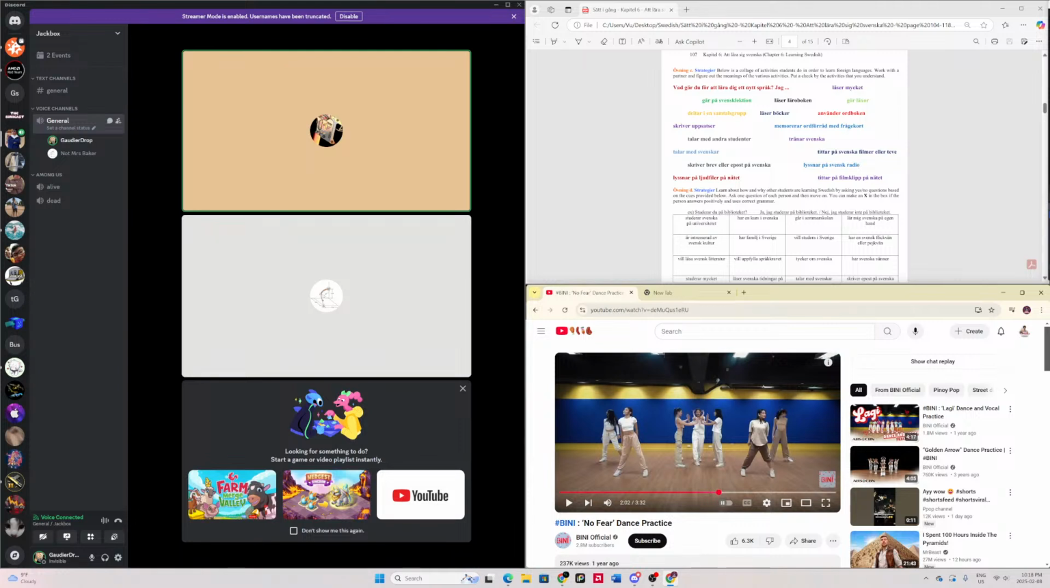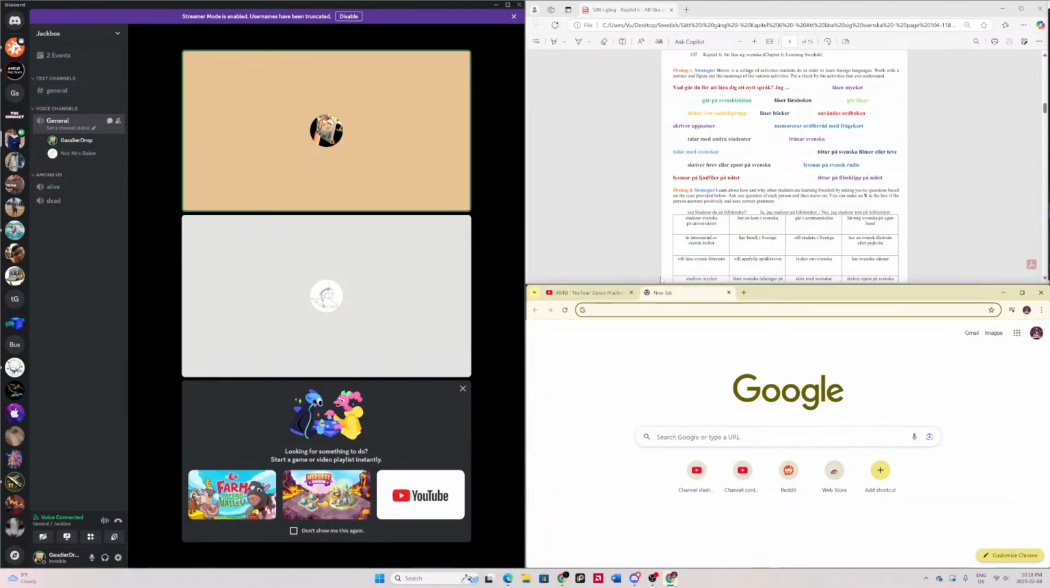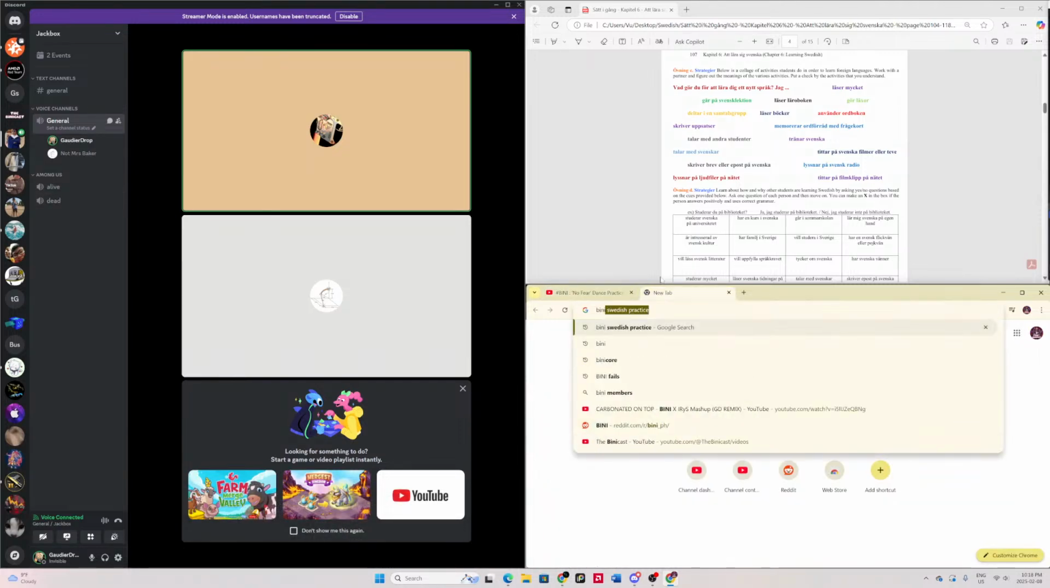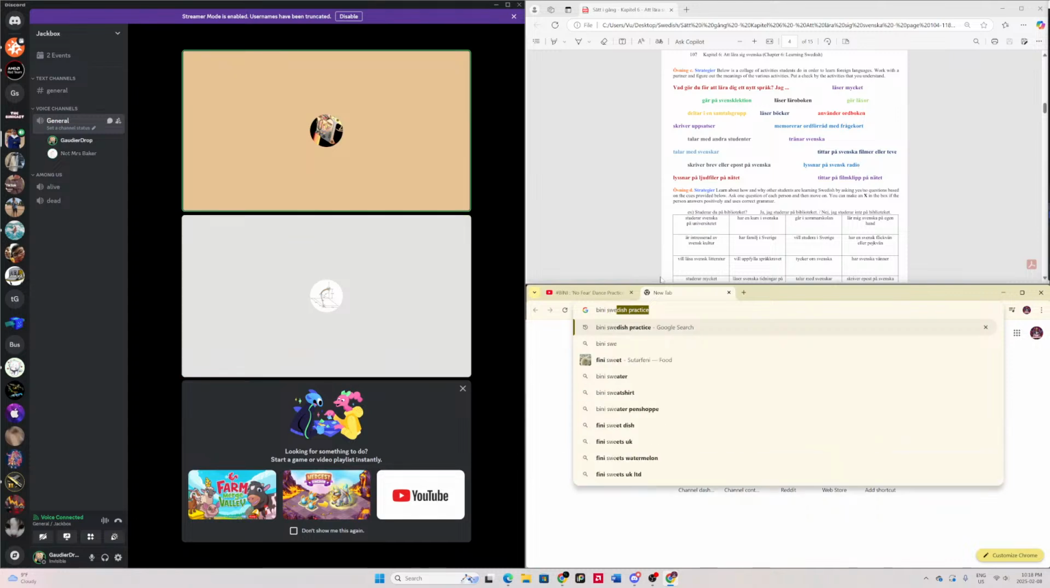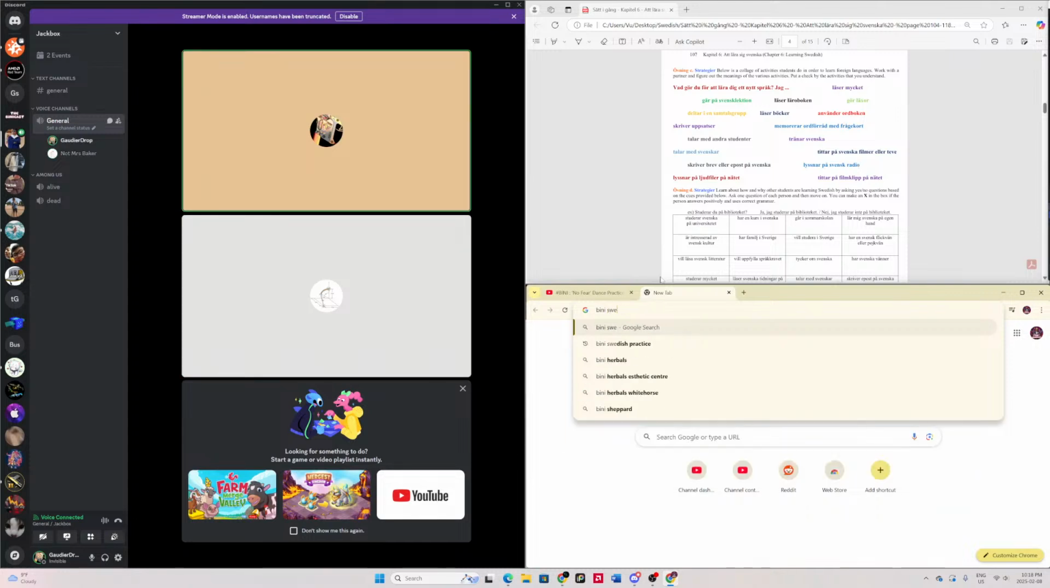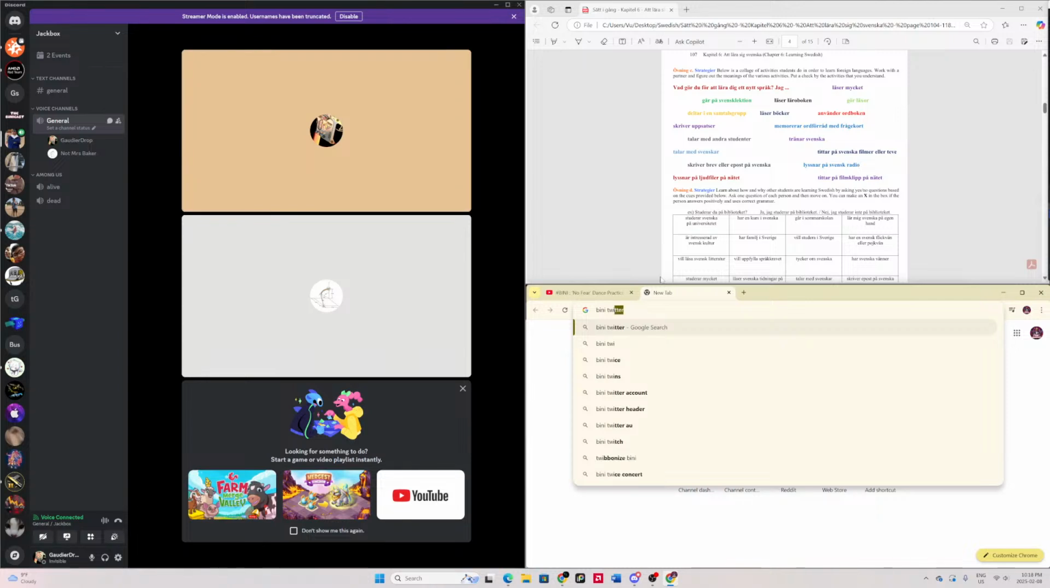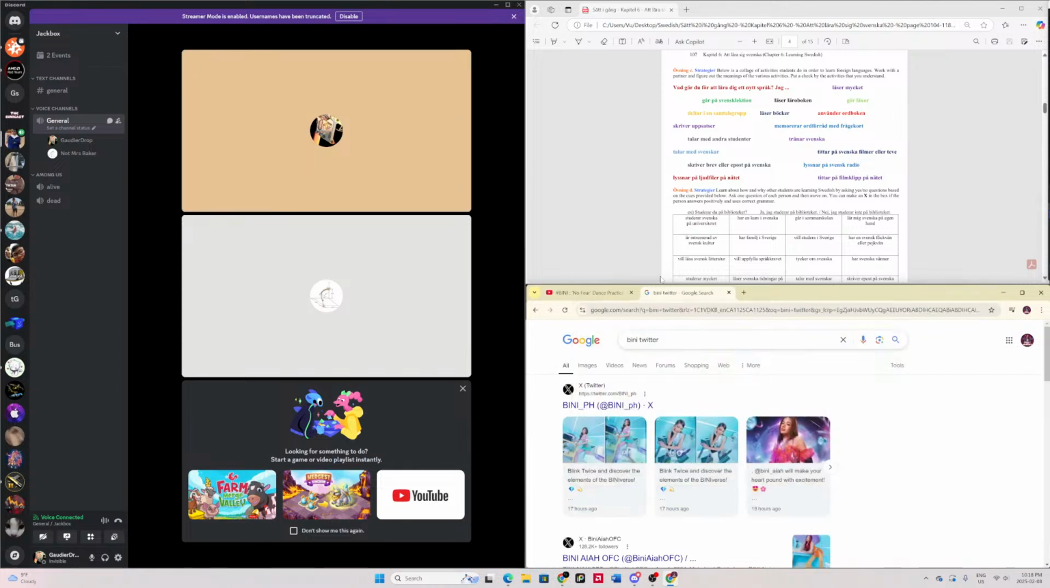Let's go to the next one. So they also said that they "skriver brev eller e-post på svenska." So Beanie writes e-posts in Swedish. If we go to their Twitter account, you'll often see that they do write Swedish posts. So let's go to their Beanie Twitter. All right.